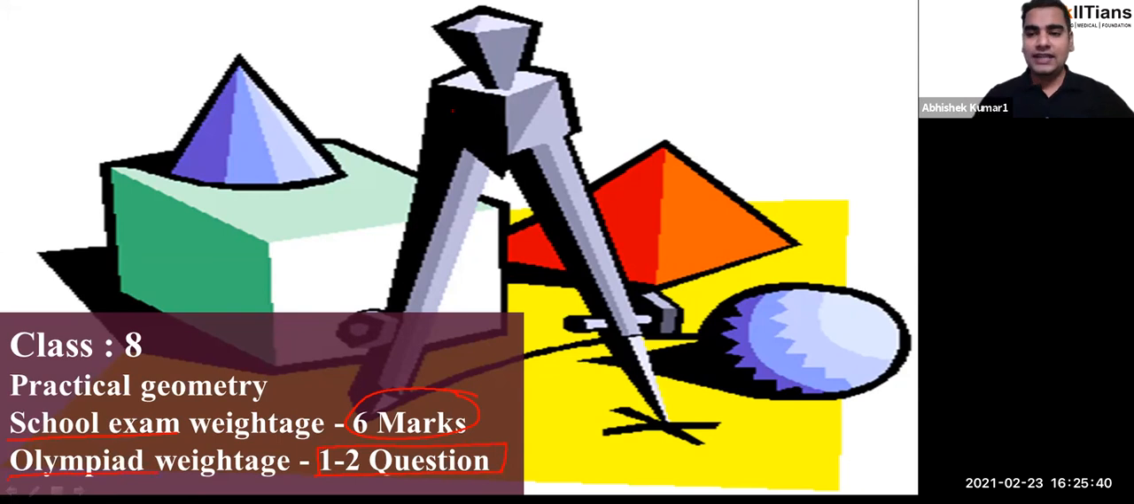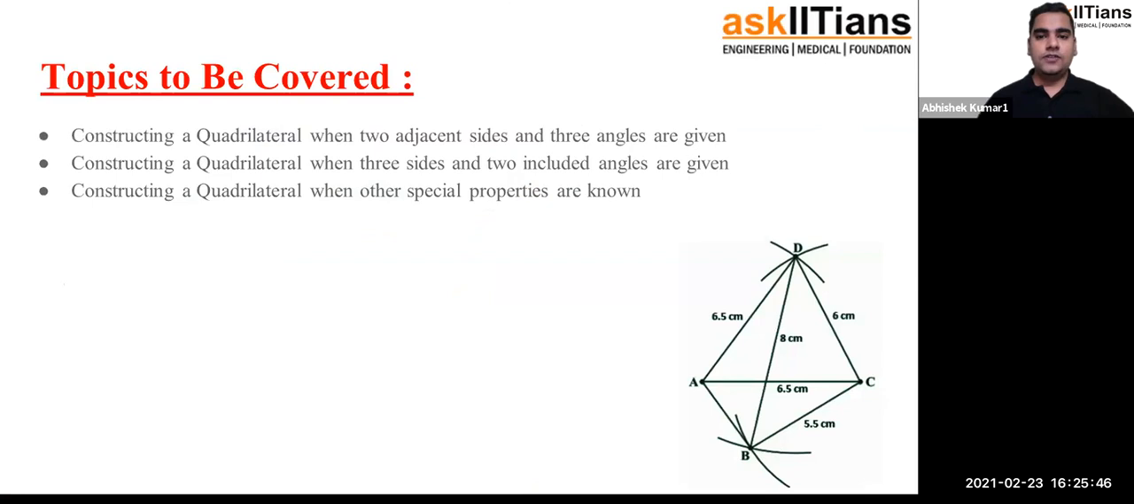All right, so let's move ahead and see which topics we are going to cover in today's session. Here are the 3 topics listed down. The first topic is constructing a quadrilateral when 2 adjacent sides and 3 angles are given. I hope you all know the meaning of adjacent sides. Adjacent sides means side by side actually. If you are provided any 3 angles of that particular quadrilateral, how that quadrilateral can be constructed, that's what we are going to learn.